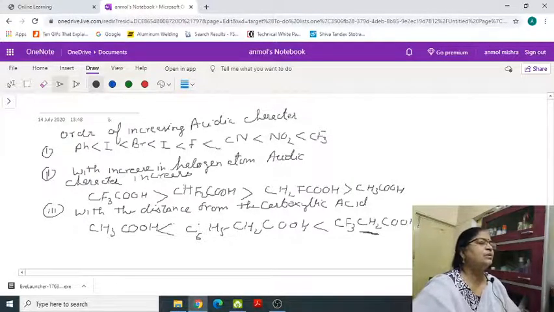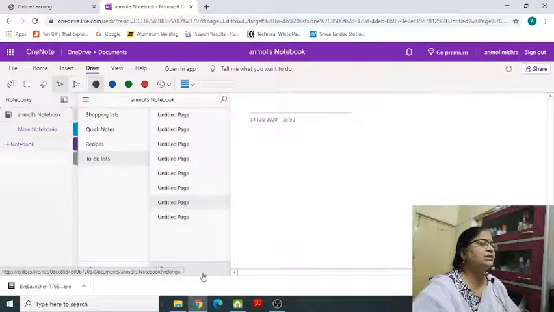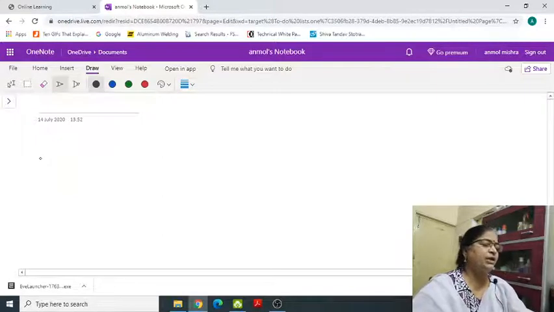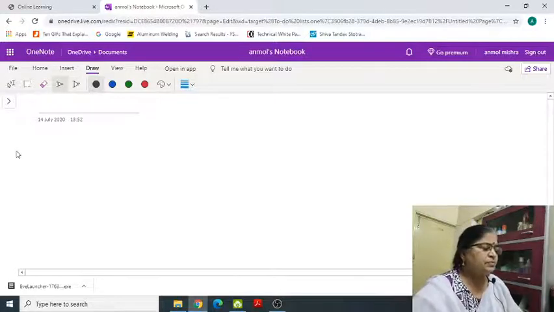Next is direct attachment of groups like phenyl and vinyl to the carboxylic acid, which increases the acidic character. With direct attachment of a phenyl or vinyl group, acidic character increases, and this is because of the greater electronegativity of the sp2 hybridized carbon to which the carboxylic carbon is attached.